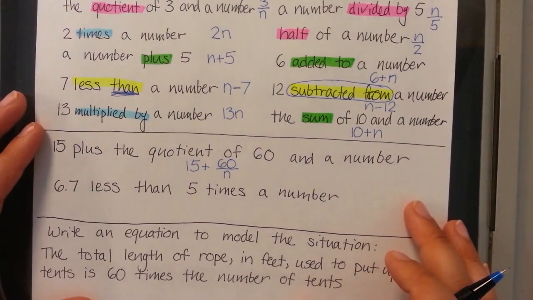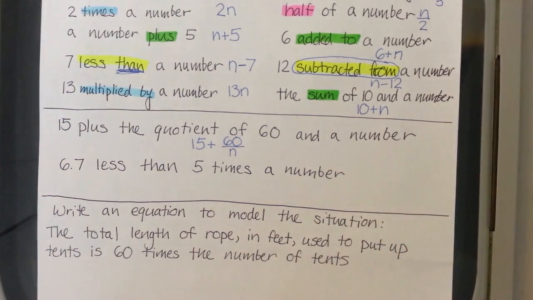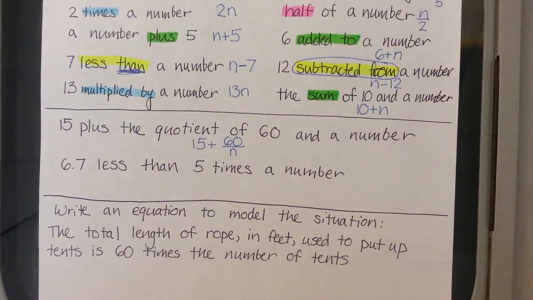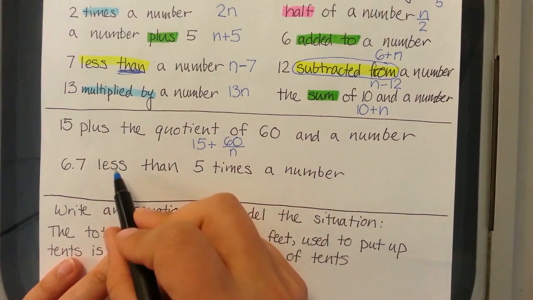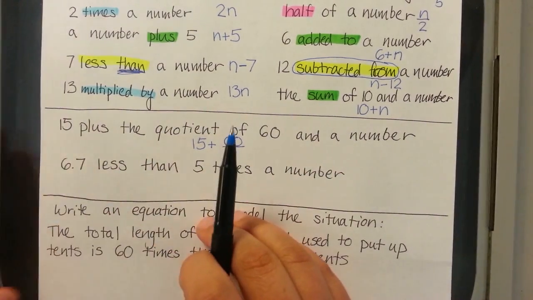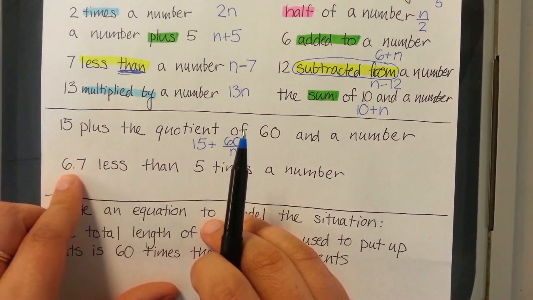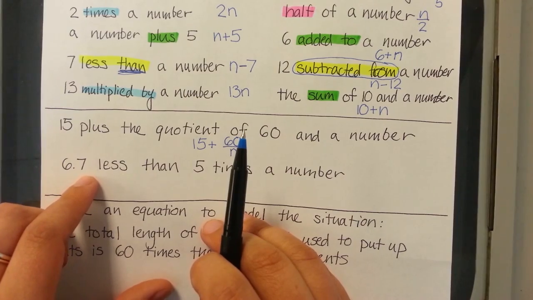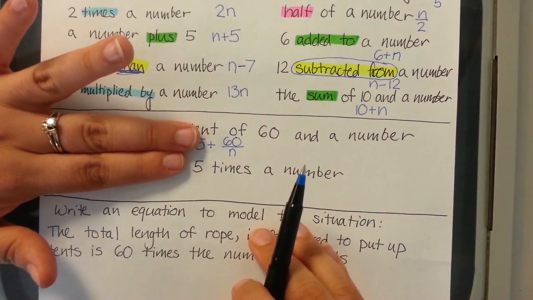All right, next one, 6.7 less than 5 times a number. See if you can do this one on your own. Okay, so I have 5 times a number and I have a less than here. Remember, less than means I'm working backwards. So whatever I do after these words less than, I'm going to put a minus 6.7 at the very end. So I'm actually just going to cover them up and pretend they're not there for a little while.